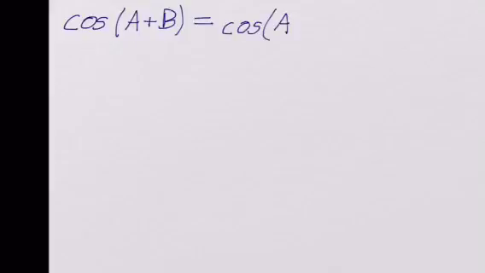Now I'm going to go ahead and go to a clean page here. Let's take a look at what happens if I go with cosine of a plus b. And there's one very small trick to this, is that the cosine of a plus b is equal to the cosine of a minus negative b. So I can use the same formula we had above.